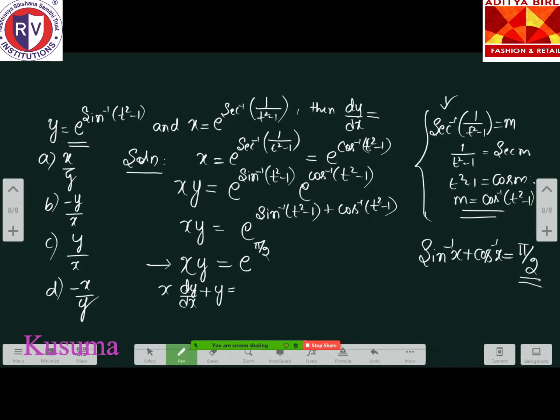And what about the RHS? What is the differentiation of the RHS with respect to x? E to the power of pi by 2 is a constant, right? So what is the differentiation of it? Is there an x in that? No variable, right? The differentiation of a constant is 0. So now tell me, what is dy by dx?